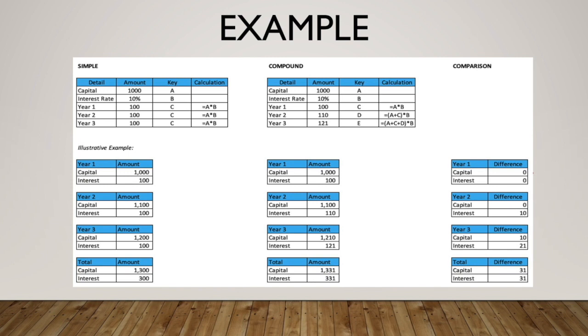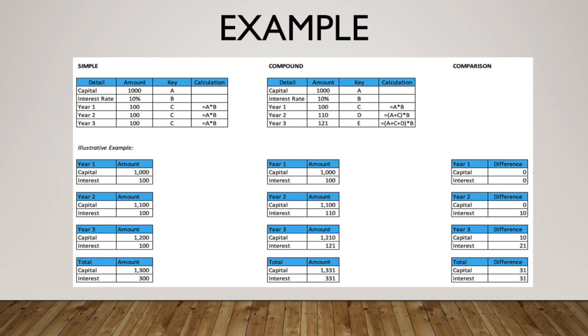In similar fashion, year 3 is the 1,000 plus the 100 plus the 110 multiplied by 10%, being A plus C plus D multiplied by B.